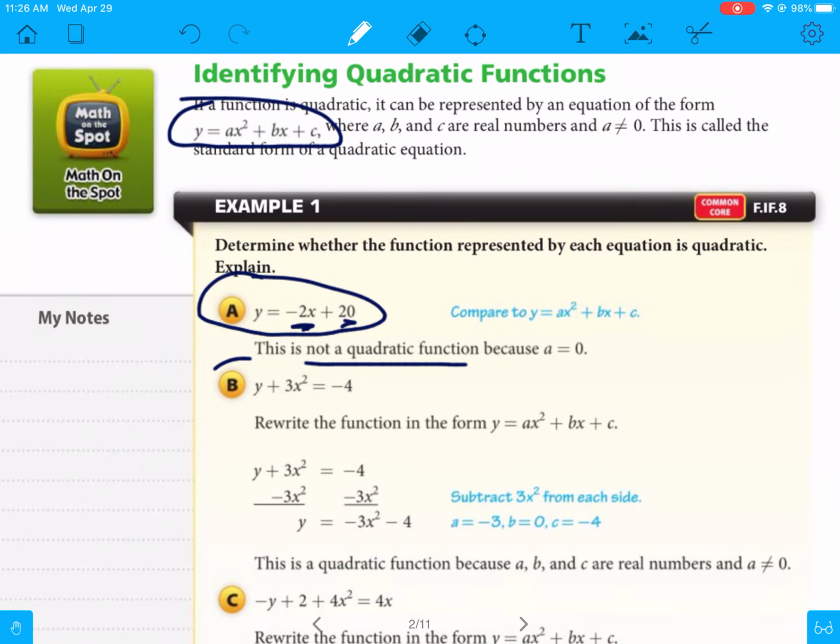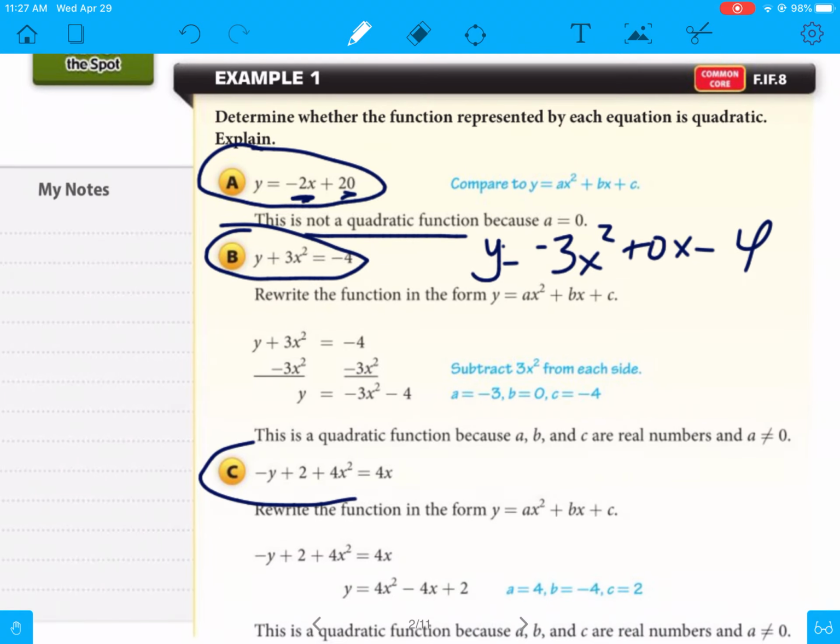Now for letter b, you have to rewrite this one. So we're going to subtract 3x squared from both sides. So it's going to be y equals negative 3x squared minus 4. So there's no x there, so you can say that your b is 0. So plus 0x minus 4. So your a is negative 3, your b is 0, and your c is negative 4. So that is a quadratic equation.